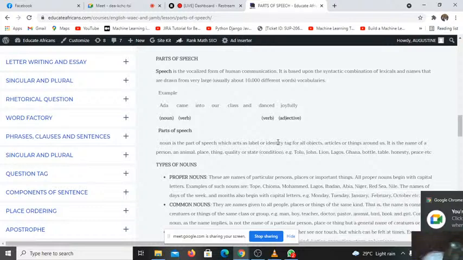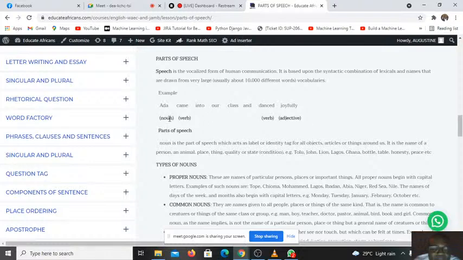Whenever you have a sentence, let me give you an example. The sentence says, Ada came into our class and danced joyfully. This is a sentence. This is a speech. This speech can be divided into different parts. Like this, Ada is a noun. Came is a verb. Danced is a verb. Joyfully is an adverb.